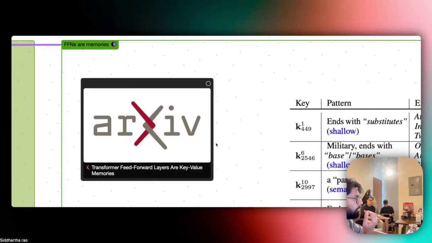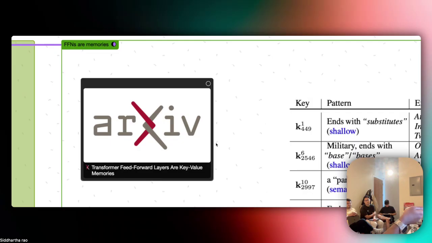The FFN expansion matrix expands each dimension into 4 dimensions. It makes sense to over-parameterize that, to allocate a heavy number of parameters there, because that's where the memories of all the pre-training data the model has seen are stored. It's a bunch of pattern detectors, so it makes sense to expand that.